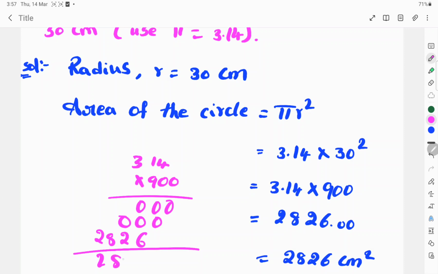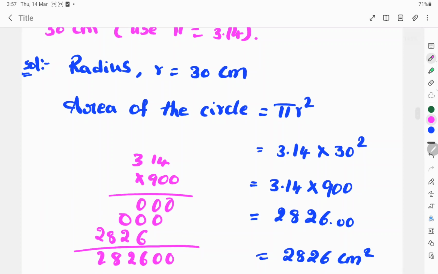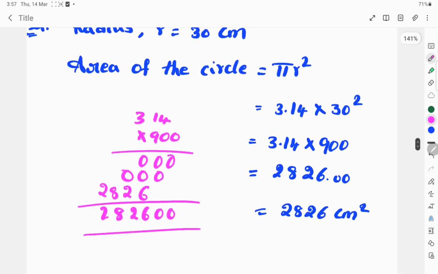That means 282600. Here there are 2 digits after the point, so you put the decimal point 2 digits from the right. That means 2826 square centimeters. This is the solution.